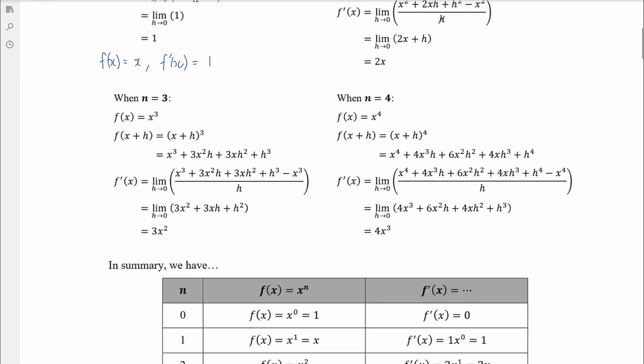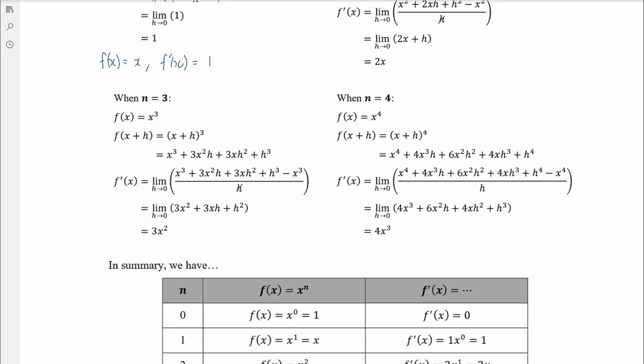And we can continue that. If we have x cubed, f of x plus h is x plus h all cubed, and we can expand that out. Then we can do f of x plus h minus f of x, and the x cubed terms cancel out, and we divide the other terms by h, and we get 3x squared plus 3xh plus h squared. Now taking the limit as h approaches 0, this term will disappear, this term will disappear, and we just get left with 3x squared.